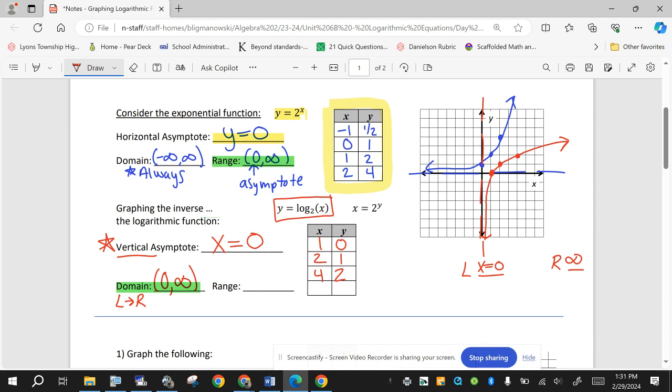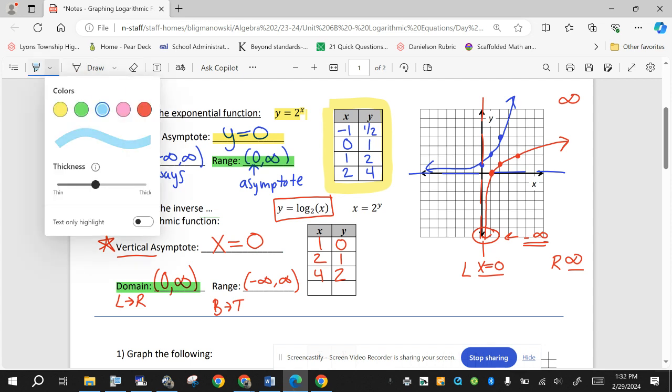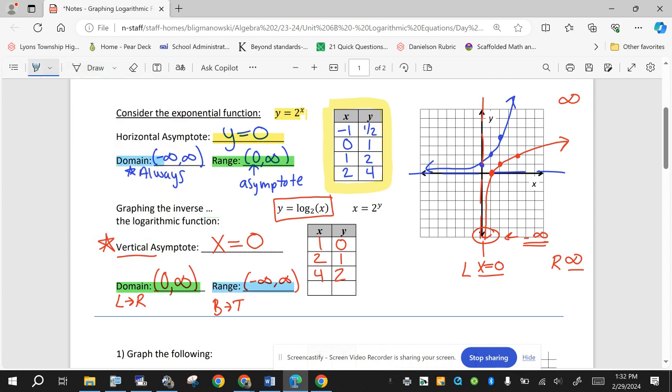Then if I'm thinking about the range, again, I'm thinking bottom to top. So my bottom here is going down towards negative infinity. And again, this arrow is going to keep going to the right and up, so it's going to go towards positive infinity. So negative infinity to infinity, which is the same as the domain from exponentials. So just like with exponentials, this is always going to be true. This number, the 0, is going to change based on the asymptote.